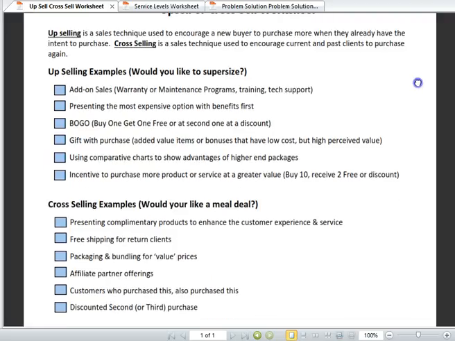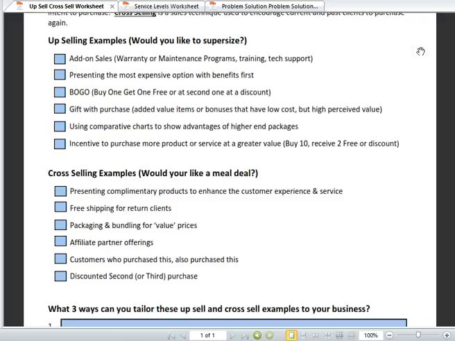As you can see, there are some upselling examples and some cross-selling examples, and you can simply choose the ones that sound like they would be a good strategy to use in your business. By no means is this an exhaustive list. I hope, as we grow this program, to add more and more to this, but it's a good starting point and at least talks about some of the most commonly used categories for upselling and cross-selling.